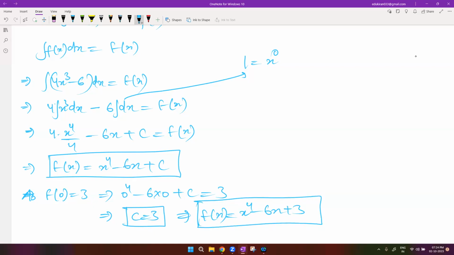We needed to find the integrated portion, and we can also use the information that capital F0 is equal to 3, which will help us in deciding the value of C.